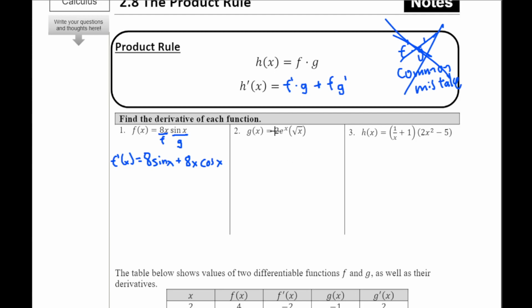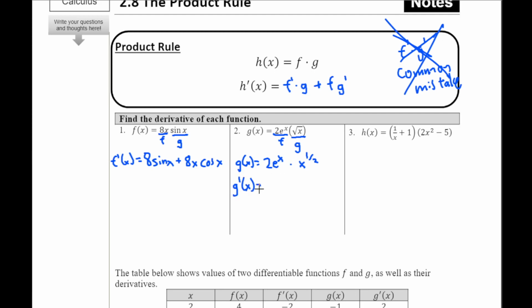This one is a little more tricky. Well, it just requires more steps. 2e to the x, you can think about that as your f, and you think about the root x as your g. What we can do is first rewrite it, because we want to get rid of the radical so we can take the derivative later. 2e to the x multiplied by x to the 1/2. Square root of x is x to the 1/2. Now we can apply the power rule here.